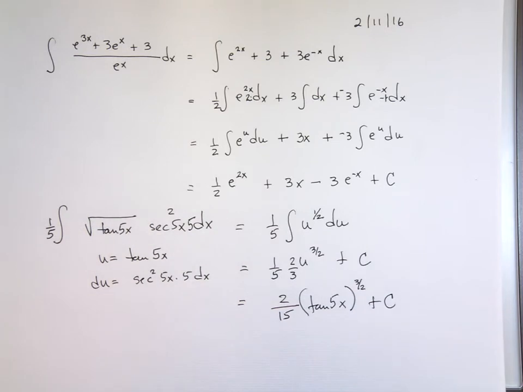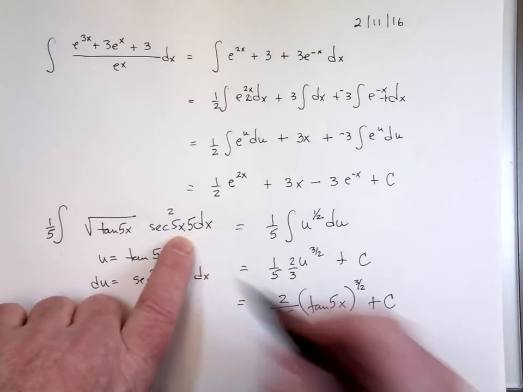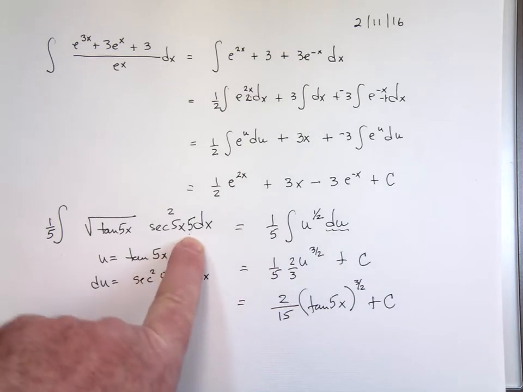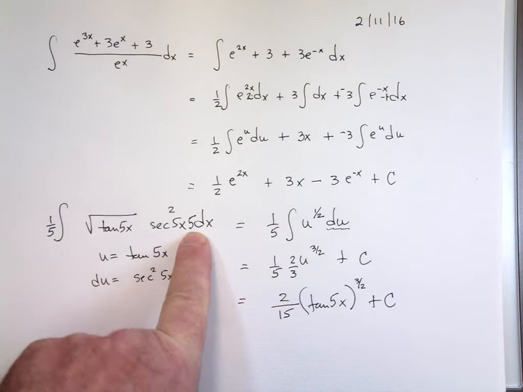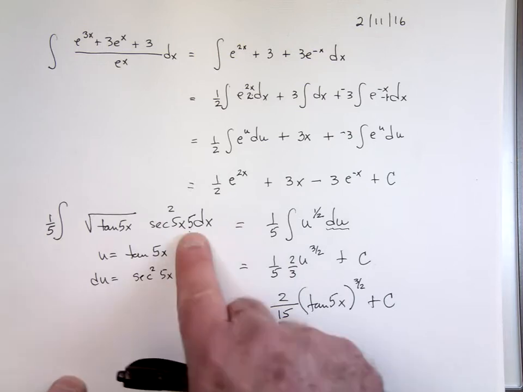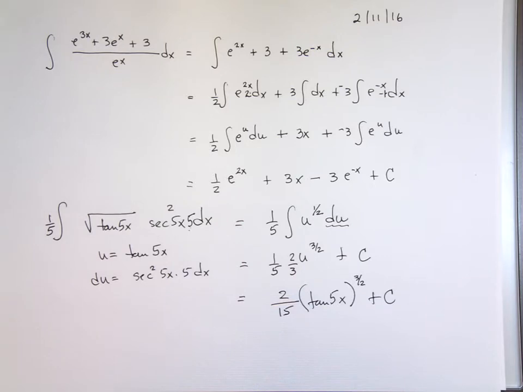Okay. Yes? So you did the du and got secant squared 5x times 5 dx. You then went back to the integral? Yes. You just wrote a 5 in it, but it never got used. Yeah, it did. This 5 is in here with the du. I need this 5 in order to do this integral, because I need the secant squared 5x times 5 dx. I had to multiply by 5 and compensate by multiplying by 1/5. So it's 5 over 5. This 5 is in here. The other 1/5, the compensation, is out here. Okay. How we doing?